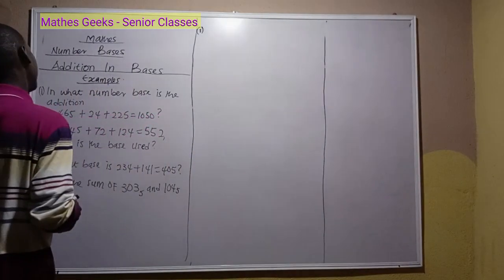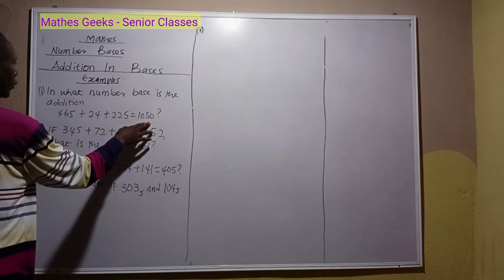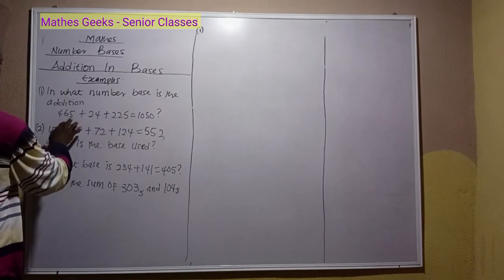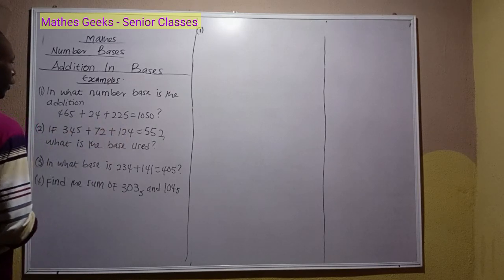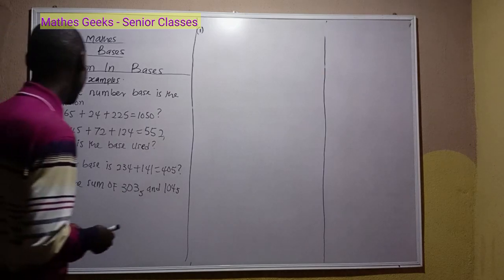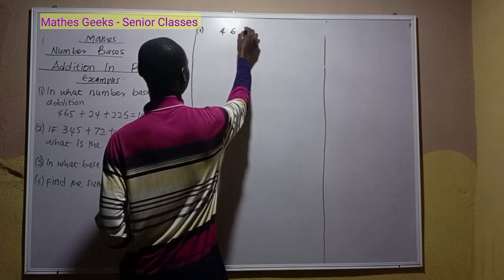We want to determine the base in which this addition was done. If you look at it, 465 plus 24 plus 225 equals 1050. No base was given, so we are going to determine the base that this addition was done in. Okay, so let's proceed.